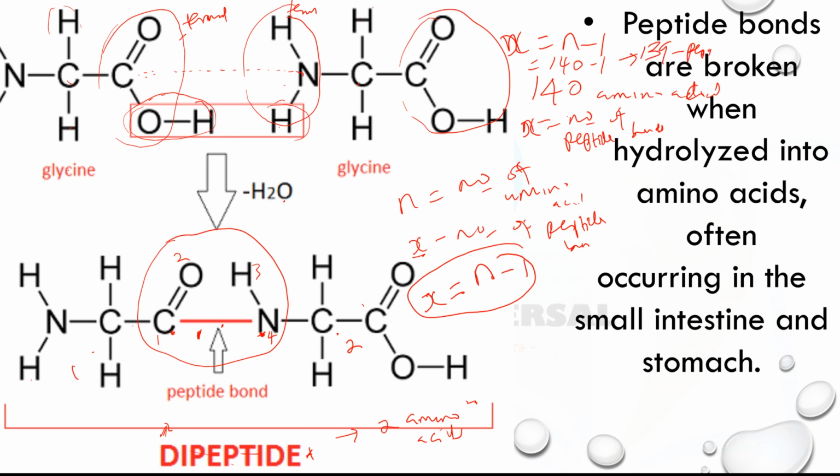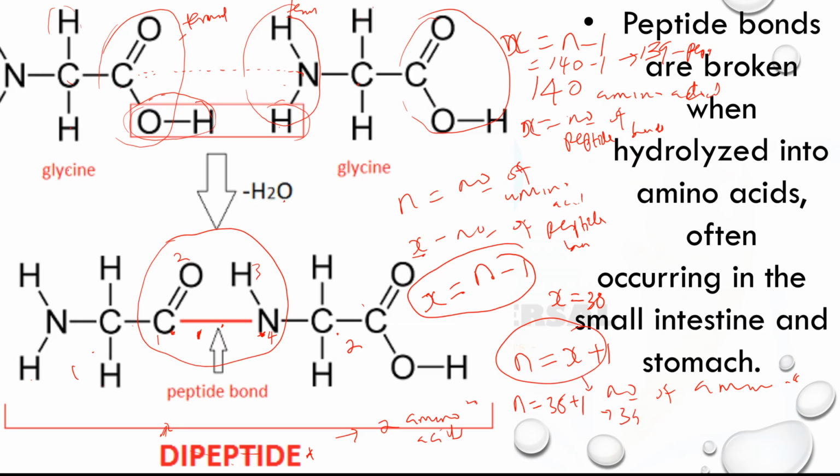Okay? So you could also be given the peptide bonds and be asked for the number of amino acids. Remember that the number of amino acids will always be the number of peptide bonds plus 1. Okay? So this is for the number of amino acids. So if you are told that X, which is the peptide bonds, is 38, what will be the number of amino acids? N will be equal to 38 plus 1. That is 39. Is that okay? Yeah. So that's number one.